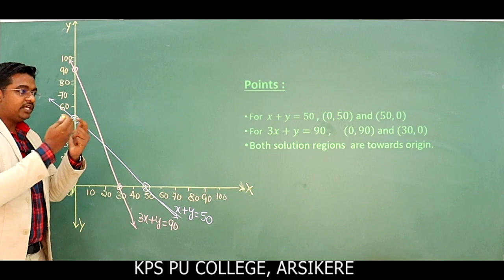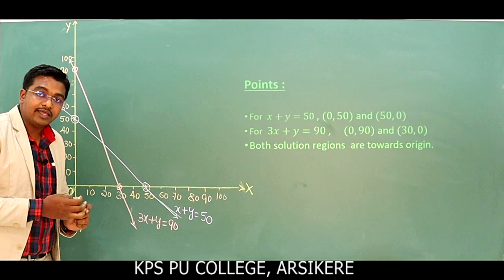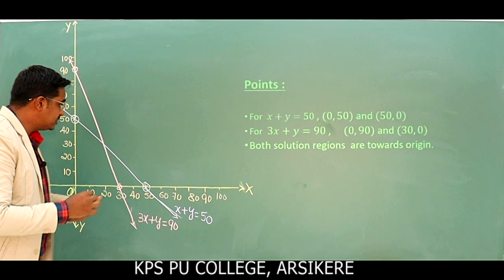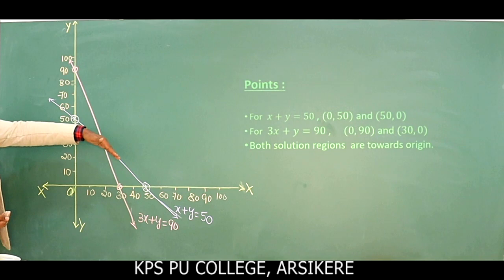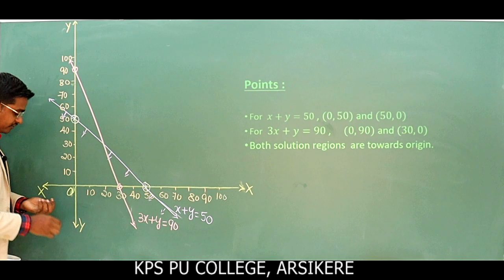To solve the inequality, we substitute x is equal to 0 and y is equal to 0 in the inequalities x plus y less than or equal to 50 and 3x plus y less than or equal to 90. In that case the solution regions are towards the origin. Clear? Solution regions are towards the origin. So this is the line, this is towards the origin. Similarly for x plus y less than or equal to 50, this is towards the origin. Draw the arrow mark towards the origin. For the second one, we have the line 3x plus y, that is also towards the origin.